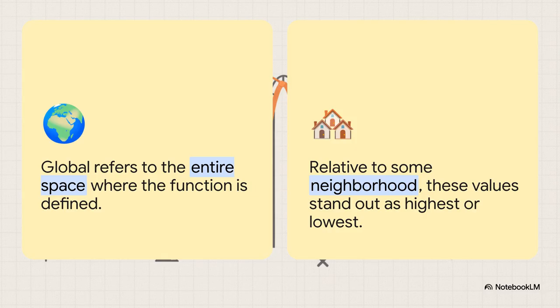So, look, it really just boils down to this one key difference. Global is all about the entire function, the whole shebang. Local only cares about its immediate neighborhood. You could say one is the king of the entire world, while the other is just the king of a small village. And honestly, understanding that distinction is everything.